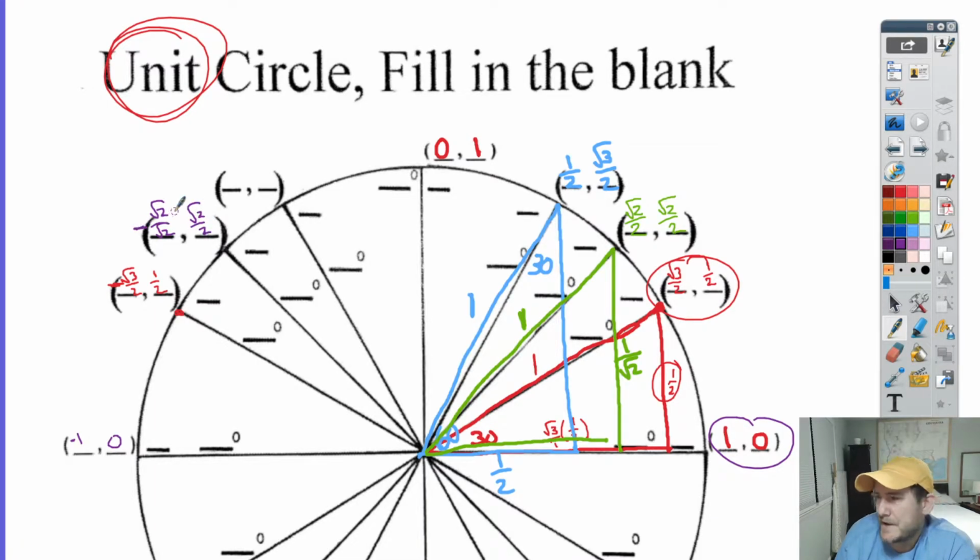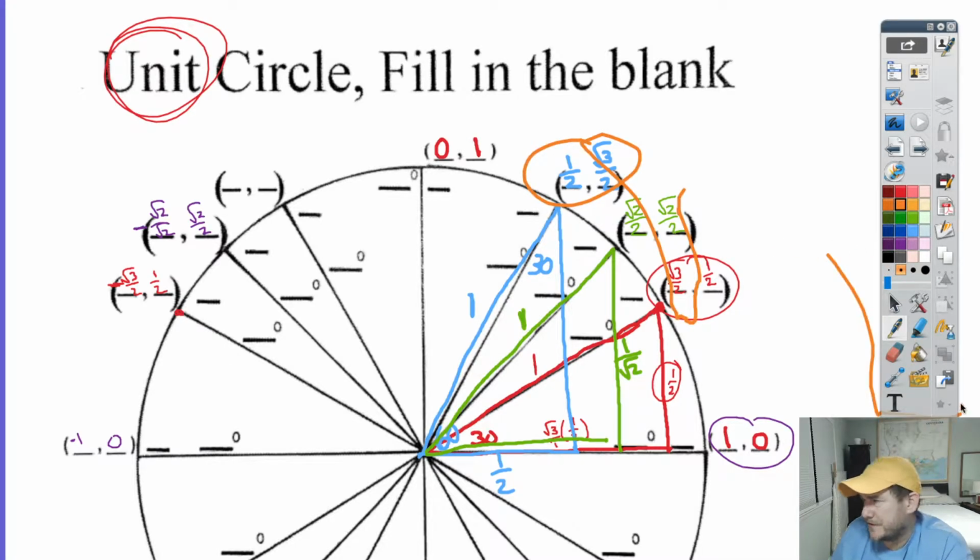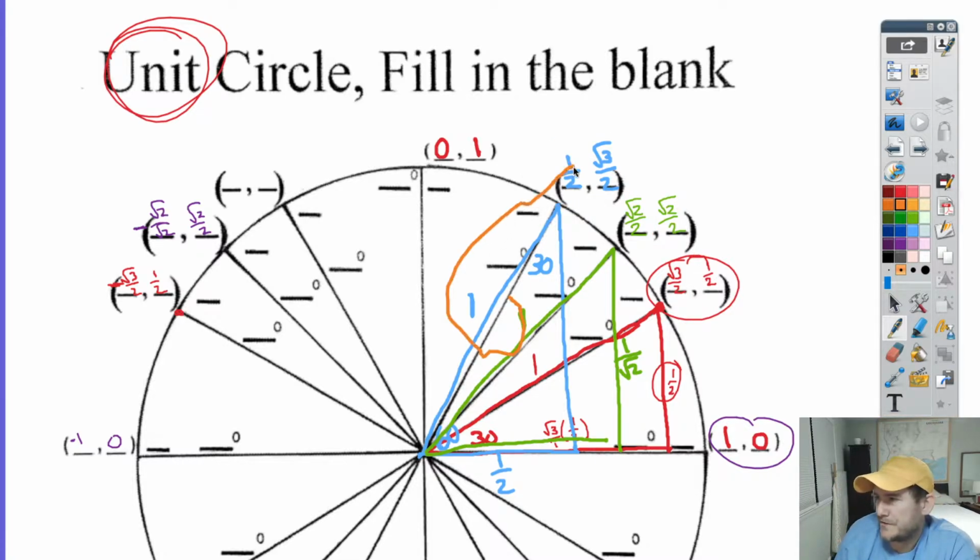But this is negative. So the only thing that could possibly confuse you is keeping the order straight on your 30s and your 60s. And I've already alluded to this a couple of times. The trick is to remember that 1/2 is shorter than root 3 over 2.